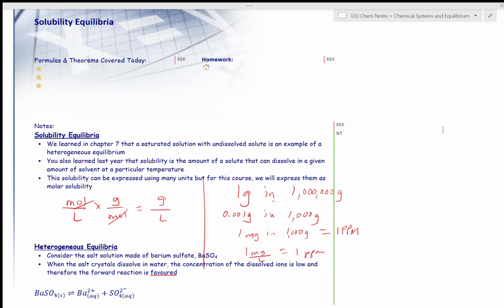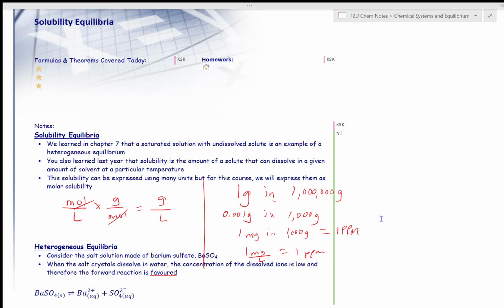So you guys have learned in chapter 7 of the textbook that saturated solutions with undissolved solutes, that is, solutions that have a little bit of the solute sitting on the bottom of the container, is what we would call a heterogeneous equilibrium. The example I gave a couple weeks back was the Kool-Aid with the water. If I keep adding scoops of Kool-Aid, only so much of that Kool-Aid will dissolve, and when you can't dissolve anymore, it doesn't mean that the dissolution process has stopped. It just means that the rate at which it dissolves is equal to the rate at which it precipitates out. So we reach an equilibrium there.